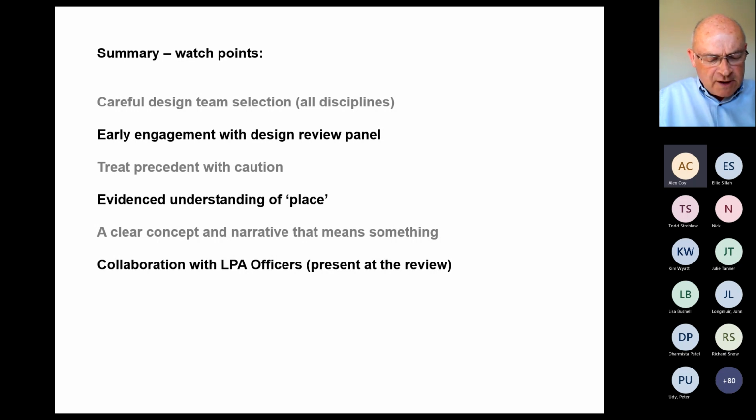And as I think I've said earlier, this evidence of understanding of place has to be clear, and a very clear concept and narrative that's derived from that understanding, and that really means something. So it's all about the place. You remember the policy, the defining characteristics of the local area. So what are you adding to that that's really complementing it?